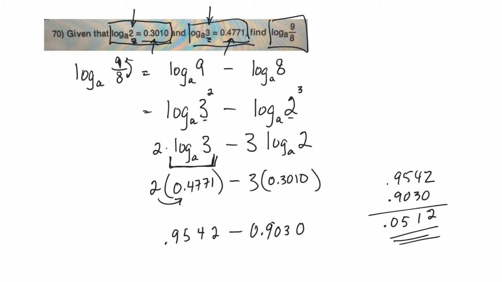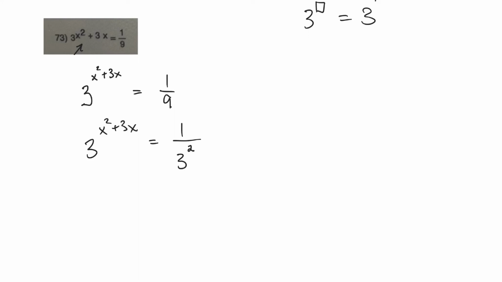Okay, all right, let's look at this one. It says use exponentials to solve this. Now it's sort of hard to see here, but really this question is 3 to the x squared plus 3x is equal to 1/9. Again, I see 9, and I think in my head 9 is the same thing as 1 over 3 squared. Where I'm heading is I want 3 to the something is equal to 3 to the something.